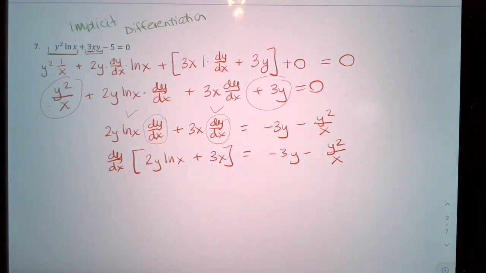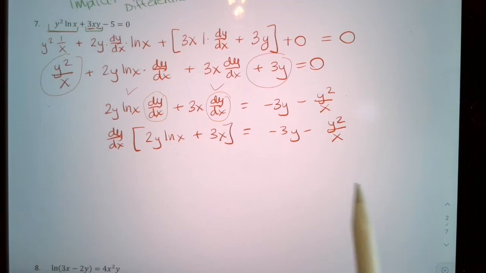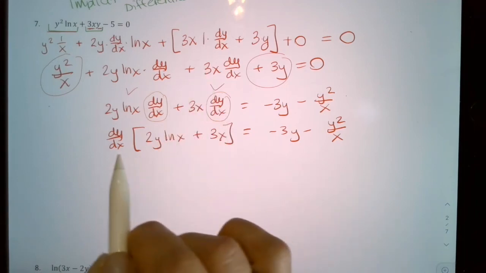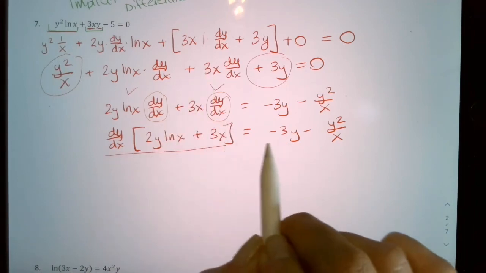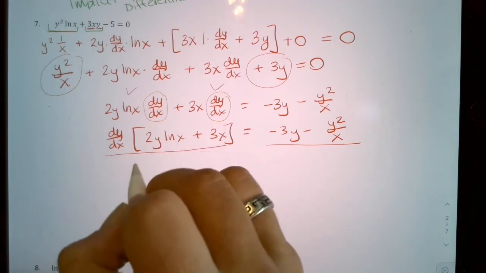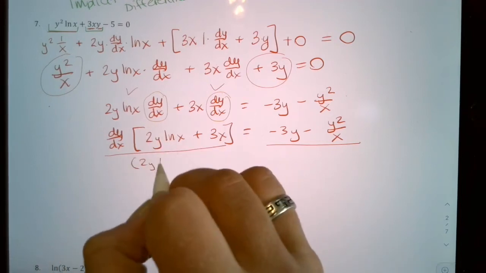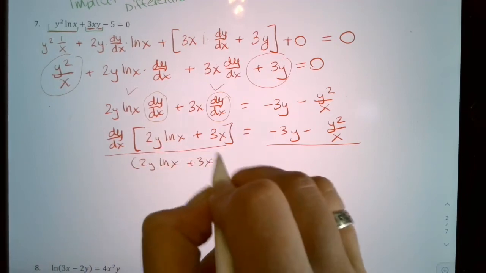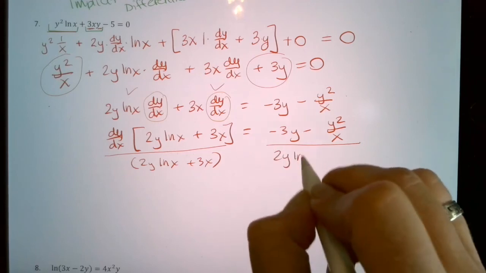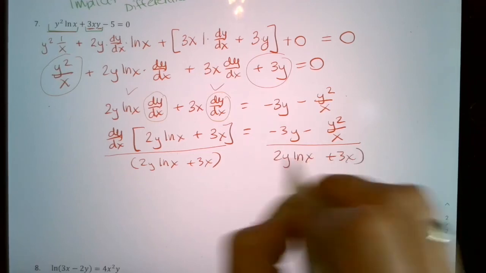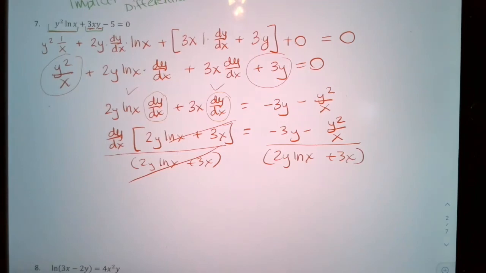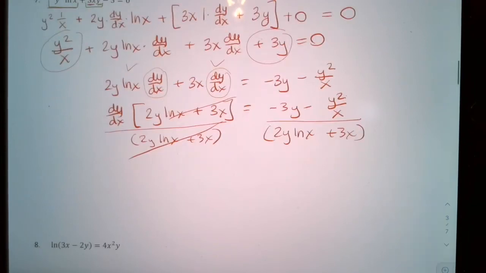And if I wanted to solve for dy dx, which is the point of this question, let's be honest, I'm going to get that pretty easily if I just divide both sides of the equation, right? I'm going to do the same thing to both sides. I'm going to divide by 2y natural log of x plus 3x. Boom. There is my derivative. It doesn't look great, but it's correct, right?